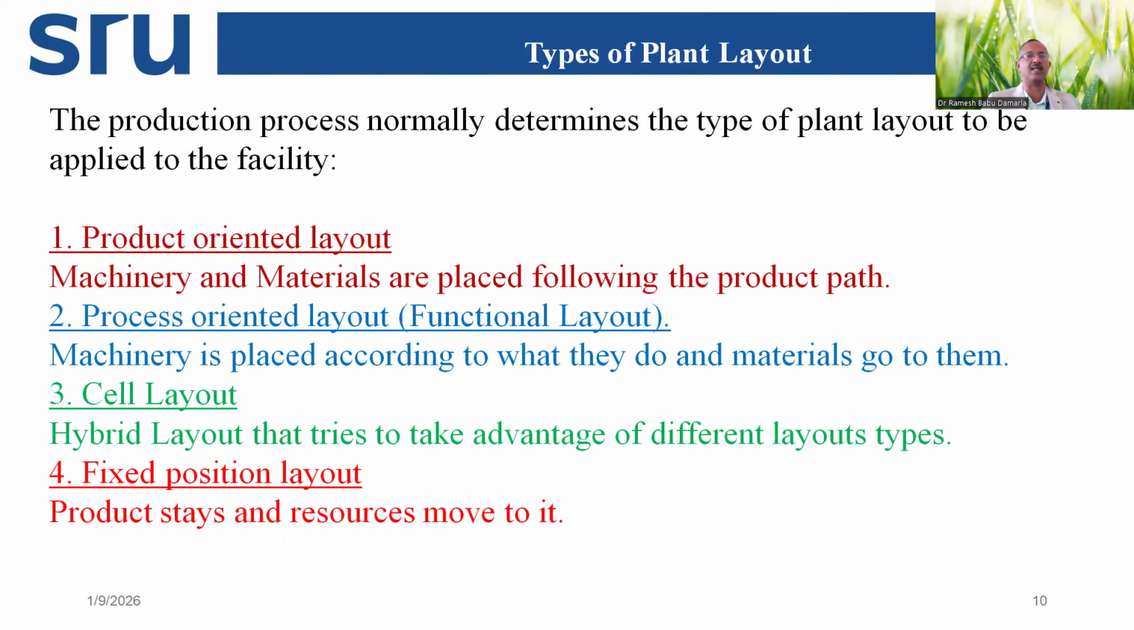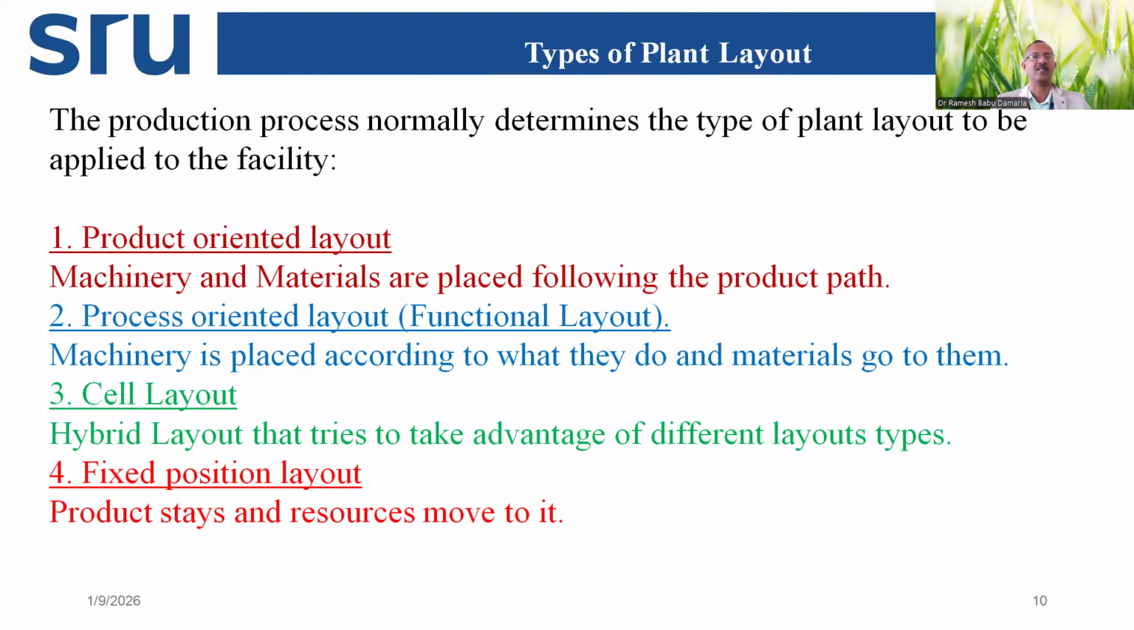First one is product-oriented layout. This is also called product layout, line layout. Second one is process-oriented layout. This is also called functional layout. Third one is cellular layout. Fourth one, fixed position layout. So in the first one, the machinery and materials are placed following the product path. How the raw material will move, accordingly this layout is decided. This is called product layout.